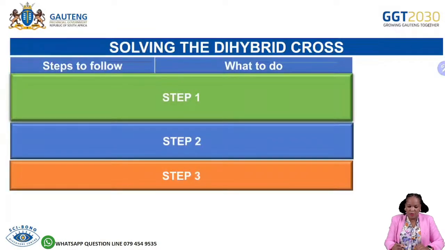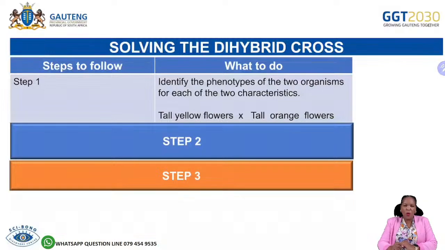Right, so let us see. What do you do first when you try to solve a dihybrid cross? Step number 1, you identify the phenotypes of the two organisms for each of the two characteristics. Now, phenotype is given in the question. So your P1 is going to be tall yellow flowers. They said heterozygous for both, but heterozygous means what? They are tall, they are yellow, and the other is tall with orange flowers. They are tall, but they are orange.